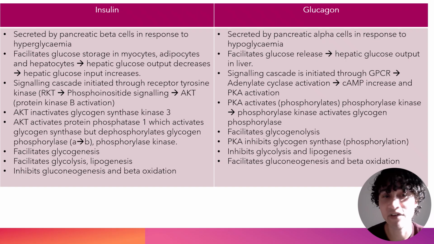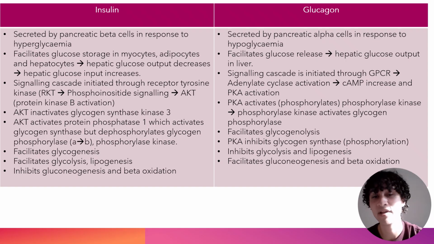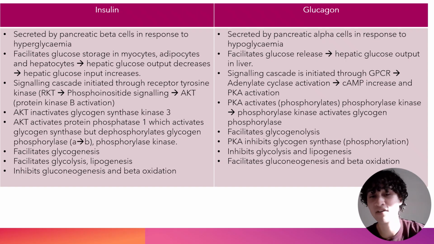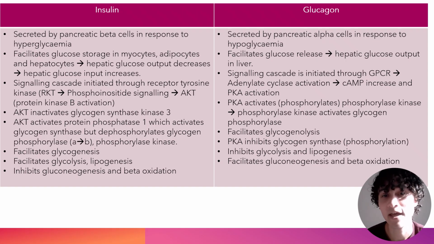Now, insulin facilitates glucose storage in muscle cells, fat tissue, and liver tissue. Okay, so hepatic glucose output is decreased and hepatic glucose input is increased. So as you know, when insulin binds to those RTK receptors in the liver, there's going to be an upregulation in GLUT4 expression and translocation to the membrane to allow for more glucose to go into those cells. Okay.